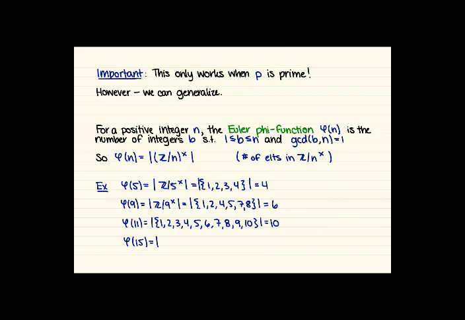For phi of 15, we're looking at 1, 2, not 3, 4, not 5, not 6, 7, 8, not 9, not 10, 11, not 12, 13, 14, which should give us 8 elements there, if I didn't miss anything. That's how we compute the Euler phi function.